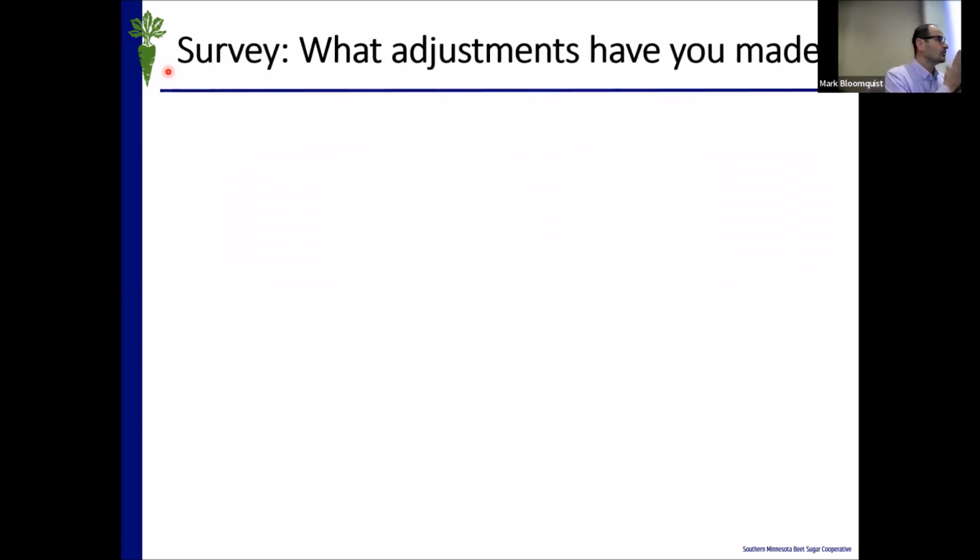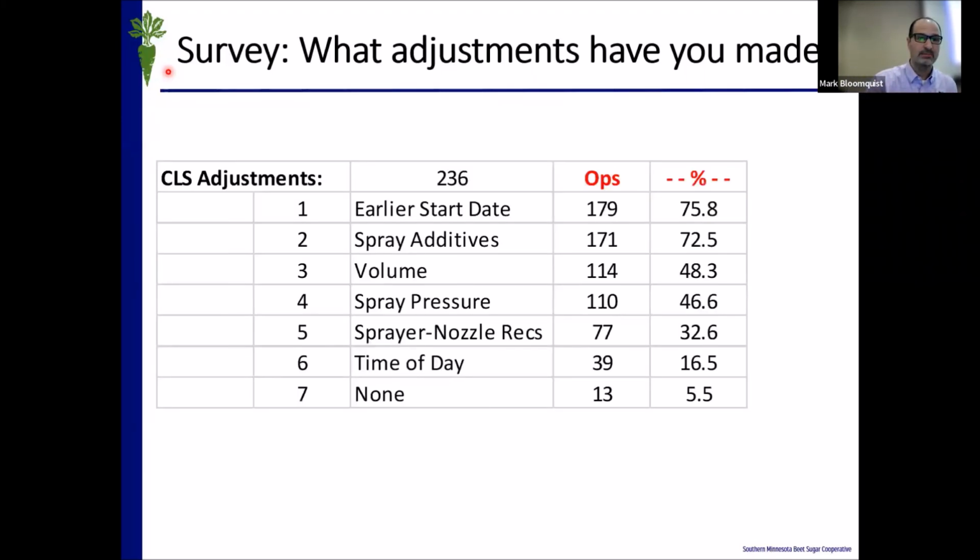Lastly, last year, your ag staff asked you some questions when you were contracting. One of the questions was, what adjustments have you made to your Cercospora leaf spot program? Your answers were, in order of percentage of operations doing so: earlier start date had the most changes, then spray additives, spray volume, spray pressure, spray nozzle recommendations, and time of day. If you add up the percentages, it comes to about 300%.